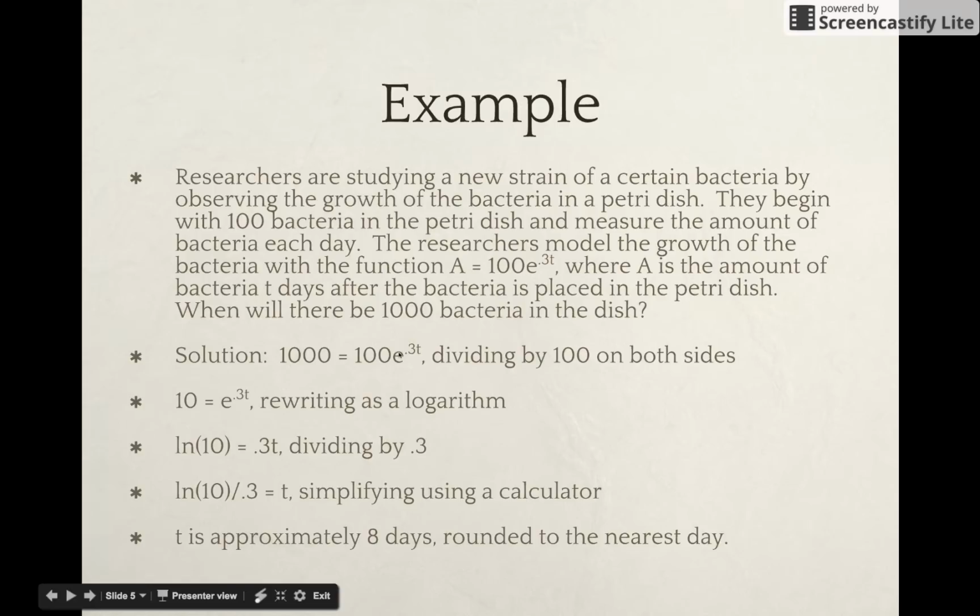Before we can rewrite as a logarithm, we need to make sure that this coefficient here is 1 so that it looks just like the definition that was stated in App 5. So we divide by 100 on both sides, which results in the equation 10 is equal to e to the 0.3t. Rewriting this as a logarithm using the definition of logarithm, we have natural log of 10 is equal to 0.3t. Dividing by 0.3 on both sides results in natural log of 10 divided by 0.3 is equal to t. Simplifying using a calculator and rounding to the nearest day, we see that t is approximately 8 days. So in approximately 8 days, there will be 1,000 bacteria in the petri dish.